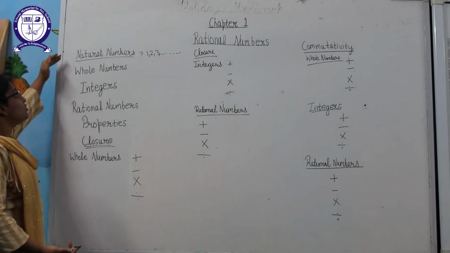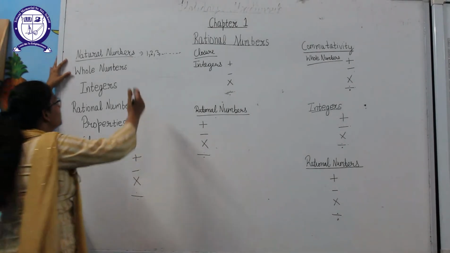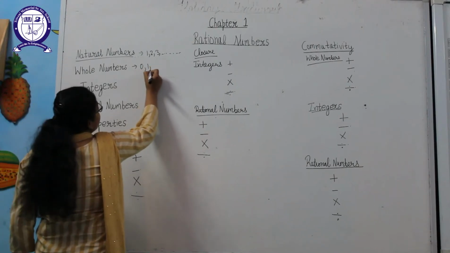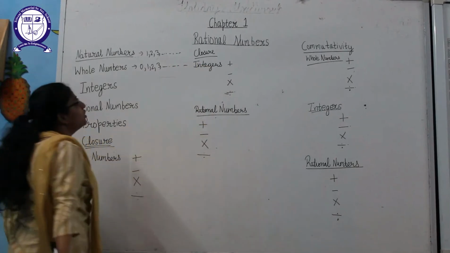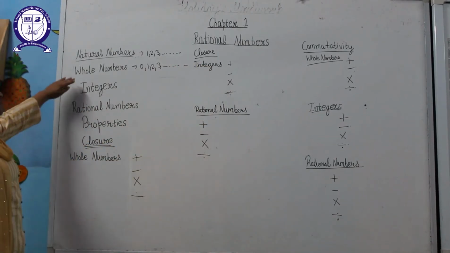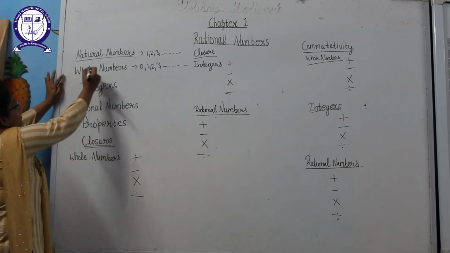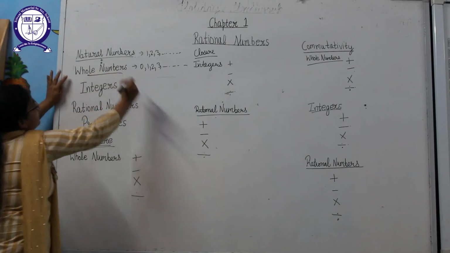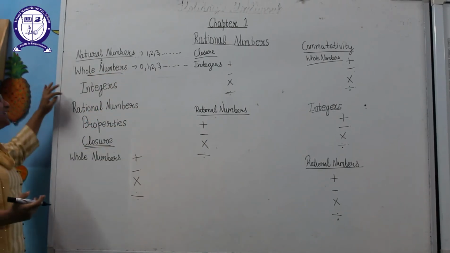When we include 0 to the natural numbers, then we get whole numbers. So, whole numbers are 0, 1, 2, 3 and so on. All are whole numbers. Means whole numbers are 0 plus all the natural numbers. Natural numbers plus 0 gives whole numbers. Okay. Now we will talk about integers.